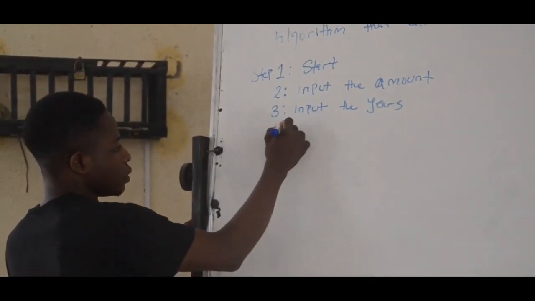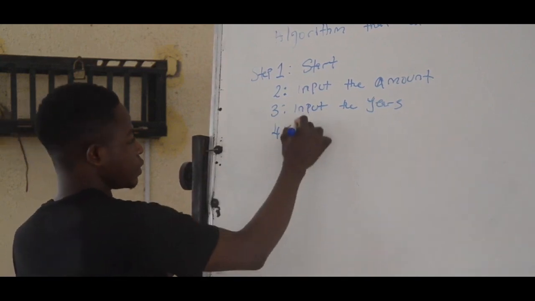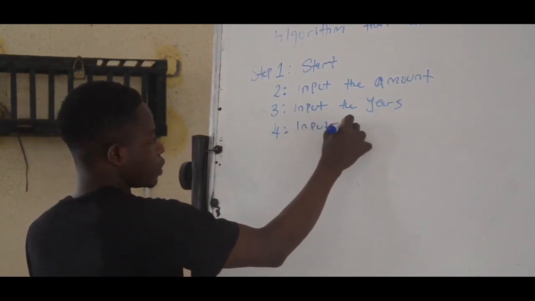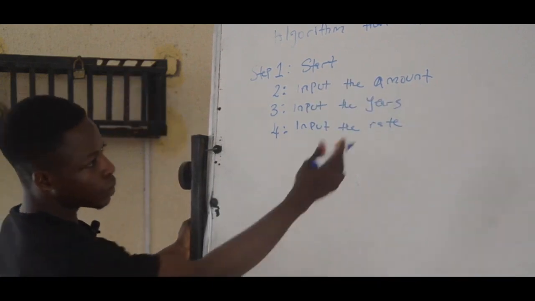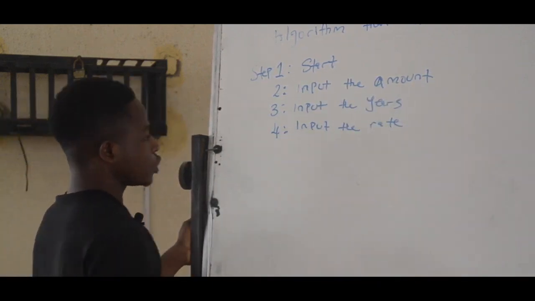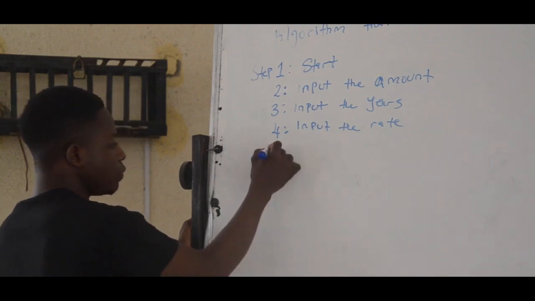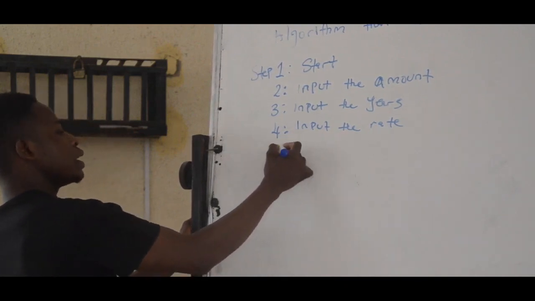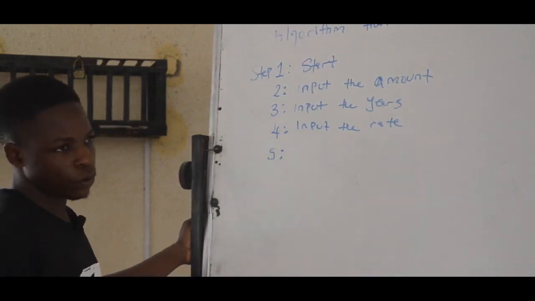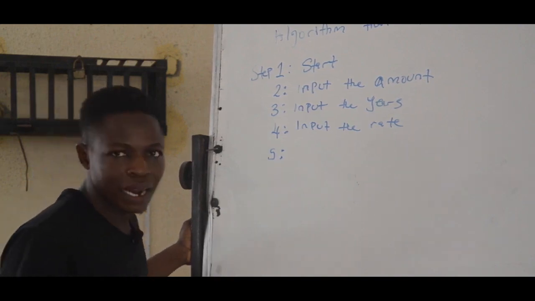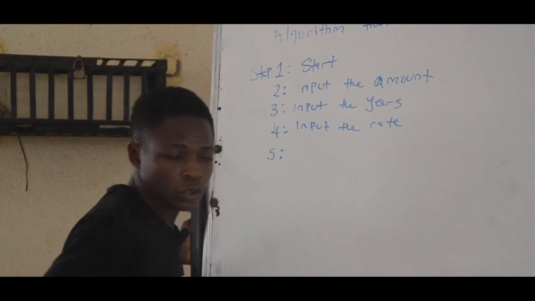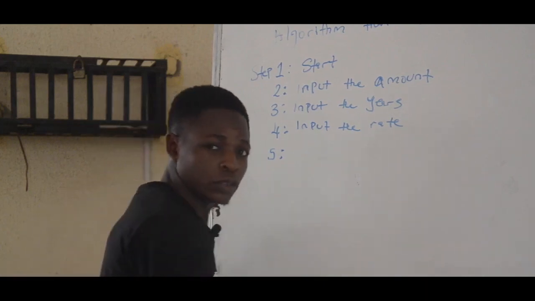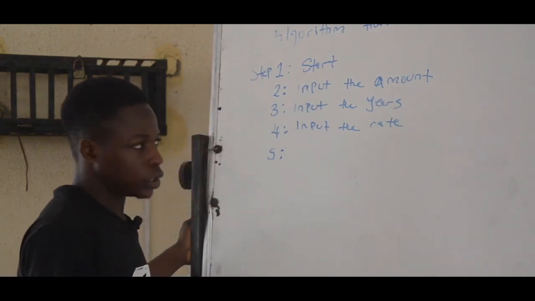So now, step 4, the rate. Input the rate that the bank is giving. So now you collect the 3 most vital things that we need. Now moving to step 5. So see, we call something interactive. When you want a program to be interactive, you write a prompt before taking the input. It will help the user to know what he or she needs to input.